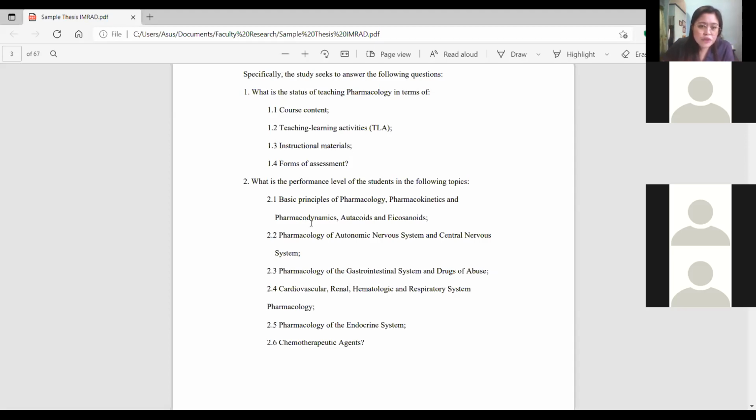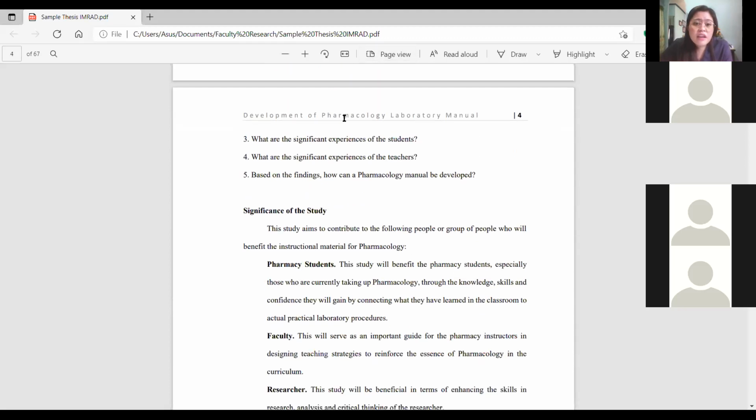Sa number 2 po, what is the performance level of the students in the following topics? So performance level lang, I just want to get the mean also here. Mean performance nila sa first na topic, second na topic, and so on. And sa number 3, number 4, and number 5, labaw na ni walay hypothesis.